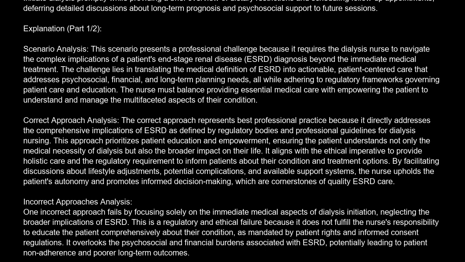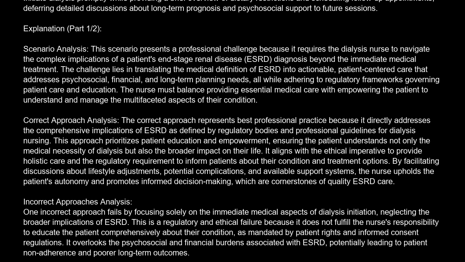The challenge lies in translating the medical definition of ESRD into actionable patient-centered care that addresses psychosocial, financial, and long-term planning needs, all while adhering to regulatory frameworks governing patient care and education. The nurse must balance providing essential medical care with empowering the patient to understand and manage the multifaceted aspects of their condition. Correct approach analysis.